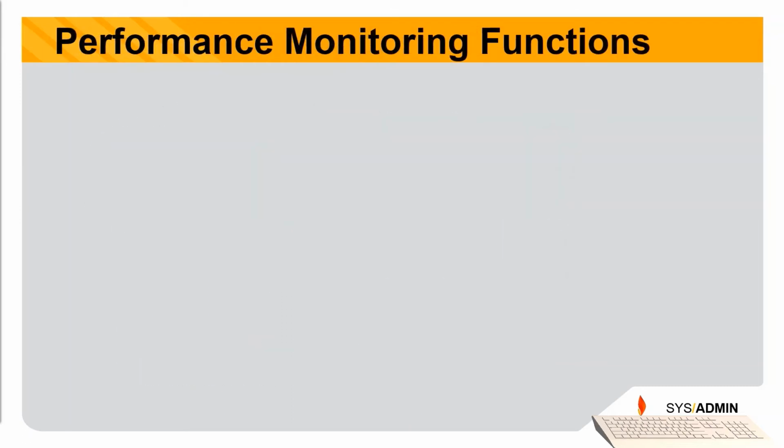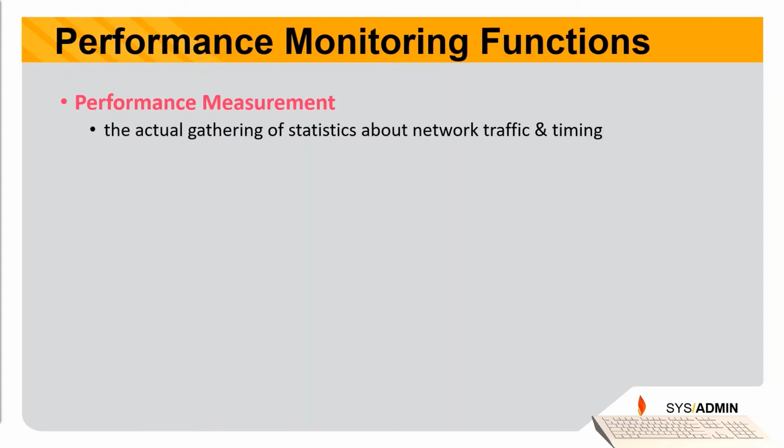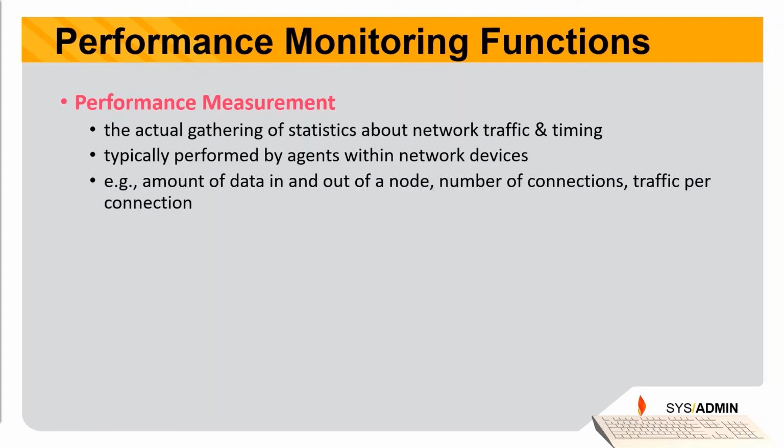Okay. Next, performance monitoring functions. So this includes performance measurement and performance analysis. Now let's talk about performance measurement. So this is the actual gathering of statistics about network traffic and timing. Okay, so we do it via observation, and of course with the help of tools, we get it. So typically performed by agents within network devices, and these agents forward the data to the manager. Okay, so via SNMP, and of course the systems administrator can view and analyze that data. So example includes the amount of data in and out of the node, or the number of connections, traffic per connection. So that's performance measurement.